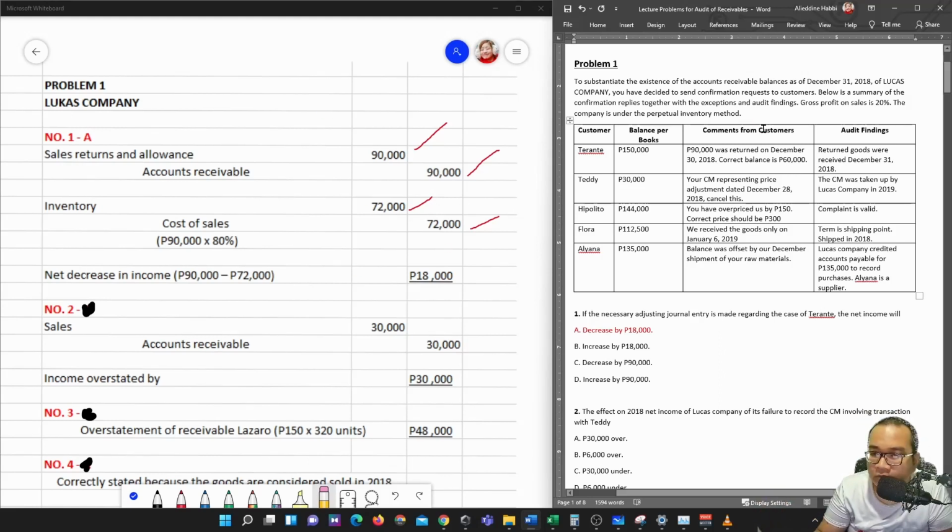Kahit hindi nyo gawin to, 90,000 ang sinauling receivables or ang sales returns. So alam mo na gross profit is 20%. 90,000 times 20%. Magkano yung decrease sa income? That's 18,000. Ngayon, take note. Reminder lang ulit, that sales returns and allowances is basically a contra revenue account. Contra revenue siya. Ano meaning yun? Kapag may ganyan, ibig sabihin, bawas yan sa revenue.